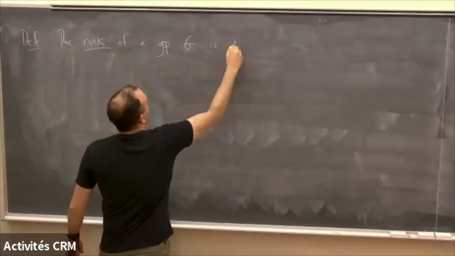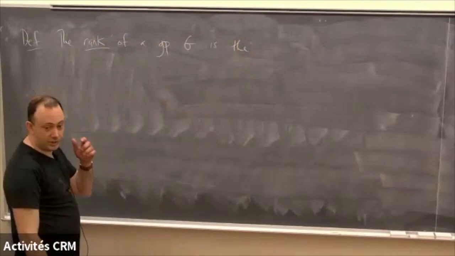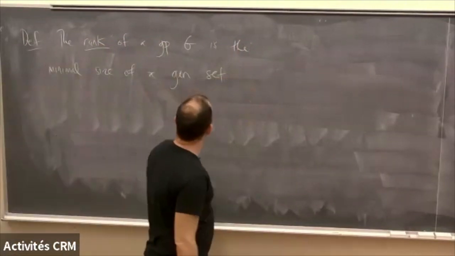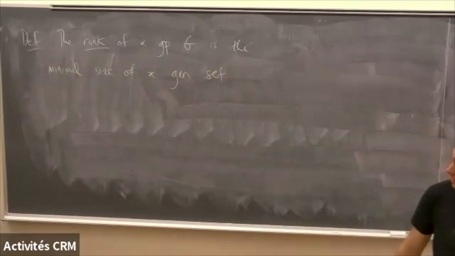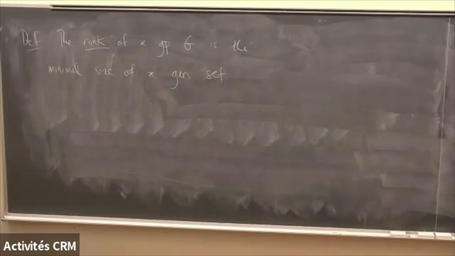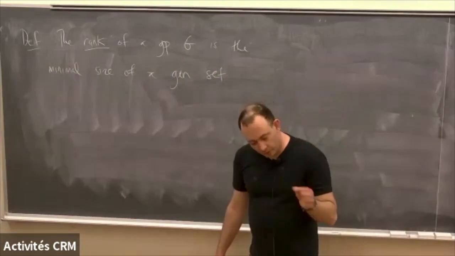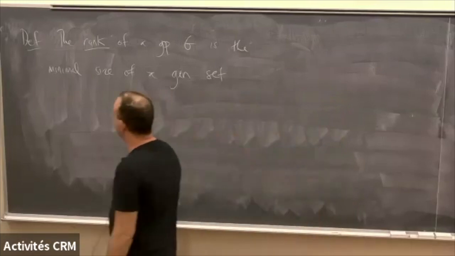So what's rank? The definition: the rank of a group is just the minimal size of a generating set. So this is maybe one of the easiest to define invariants of an infinite group. But what I'll try to convince you of today, and also in the next two lectures, is that it's actually pretty hard to study. But before we get to the difficulty, let's try to make ourselves feel better by computing some easy examples.